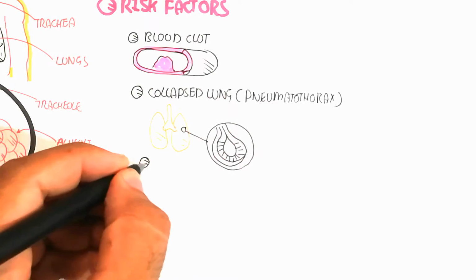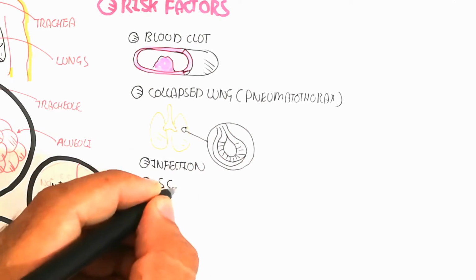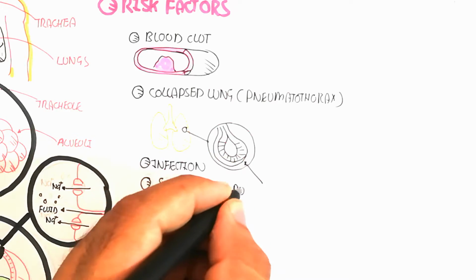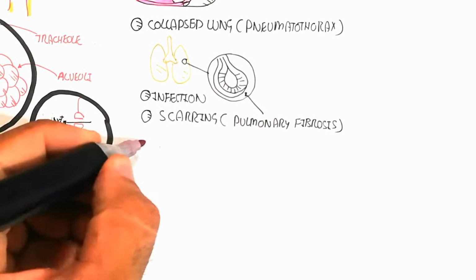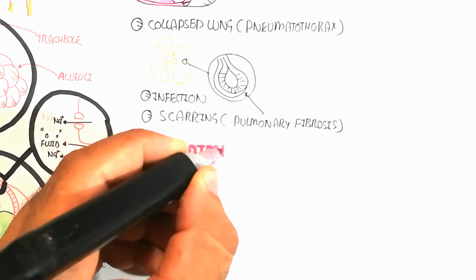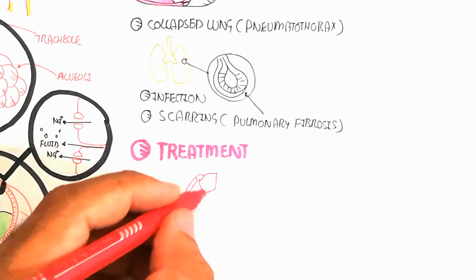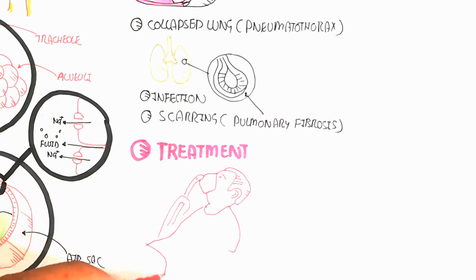blood pressure in the pulmonary circulation near the lungs, and collapsed lungs, a pneumothorax, infection of the lungs, the scarring tissue, the pulmonary fibrosis, and the treatment we will discuss.